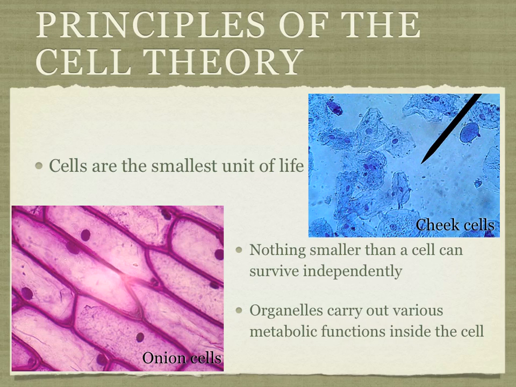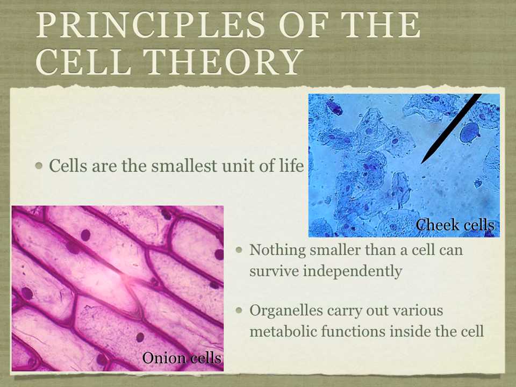What does this mean? It means that when you break down a living organism into the smallest component, the smallest that you can get is a cell. You can break down a cell into components like organelles, like the nucleus or the Golgi apparatus or the mitochondria, etc. But these organelles cannot survive independently. So nothing that is smaller than a cell can survive independently.